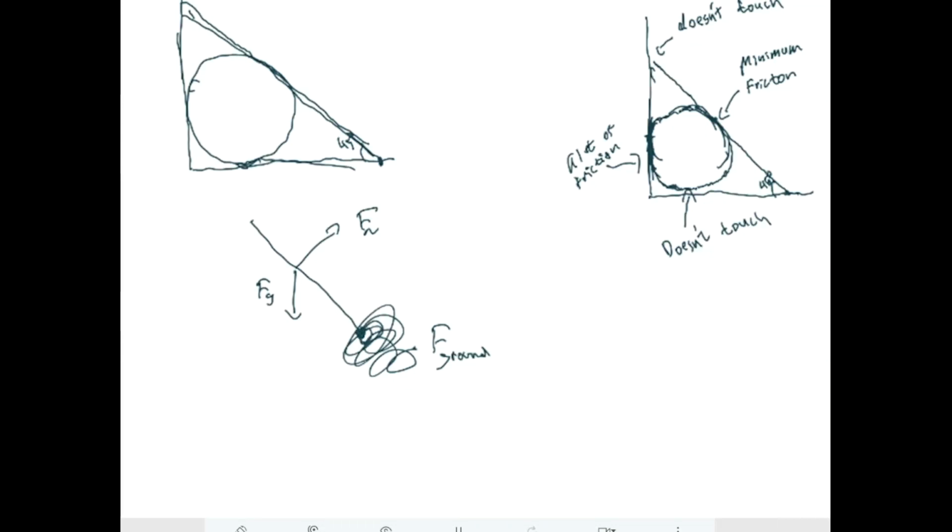Oh, wait. Sorry, there is one more force on the stick. Can anyone figure out what the other force is on the stick? Yes, it is friction. So there's friction here, but it turns out we don't really need to care about friction in this case because friction points towards the pivot. So there's no torque from friction.